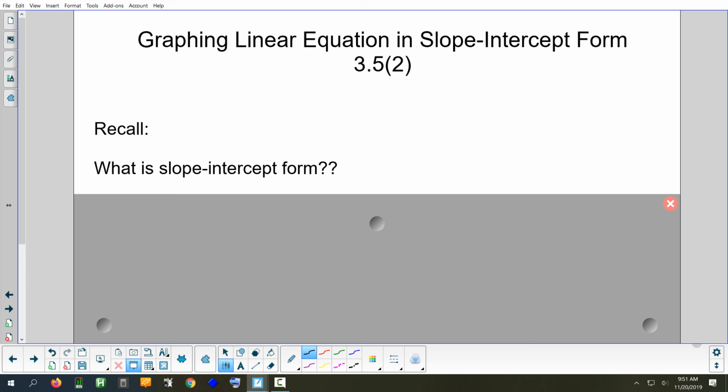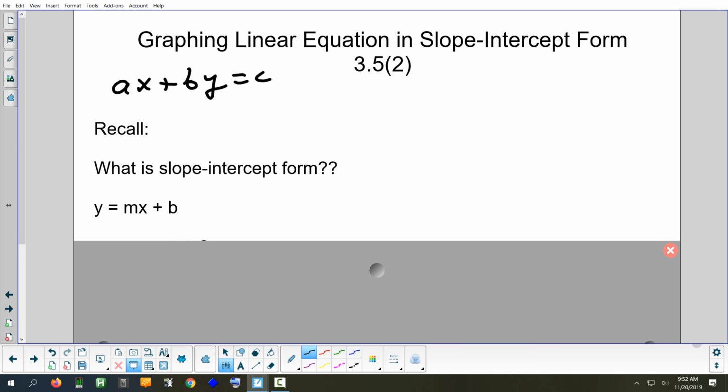All right, so we've studied two different forms this week. What's the first type of equation we looked at? It wasn't called slope-intercept form. Standard form. Standard form is something like this, right? It's got maybe 2x plus 3y equals 6. Okay? That's standard form. What does slope-intercept form look like? Y equals mx plus b.